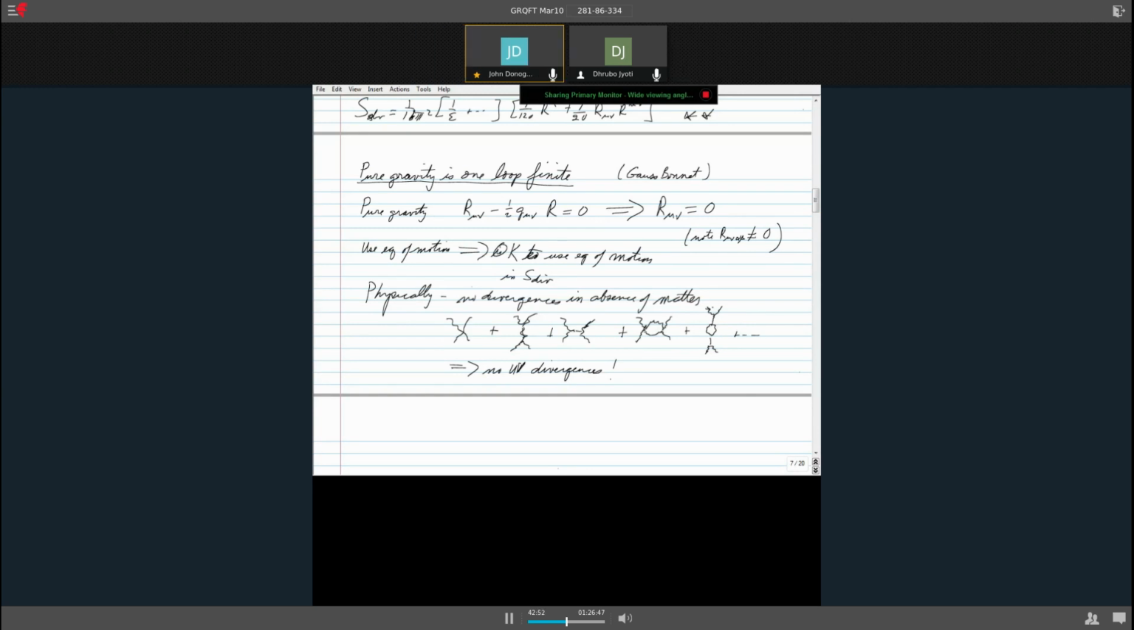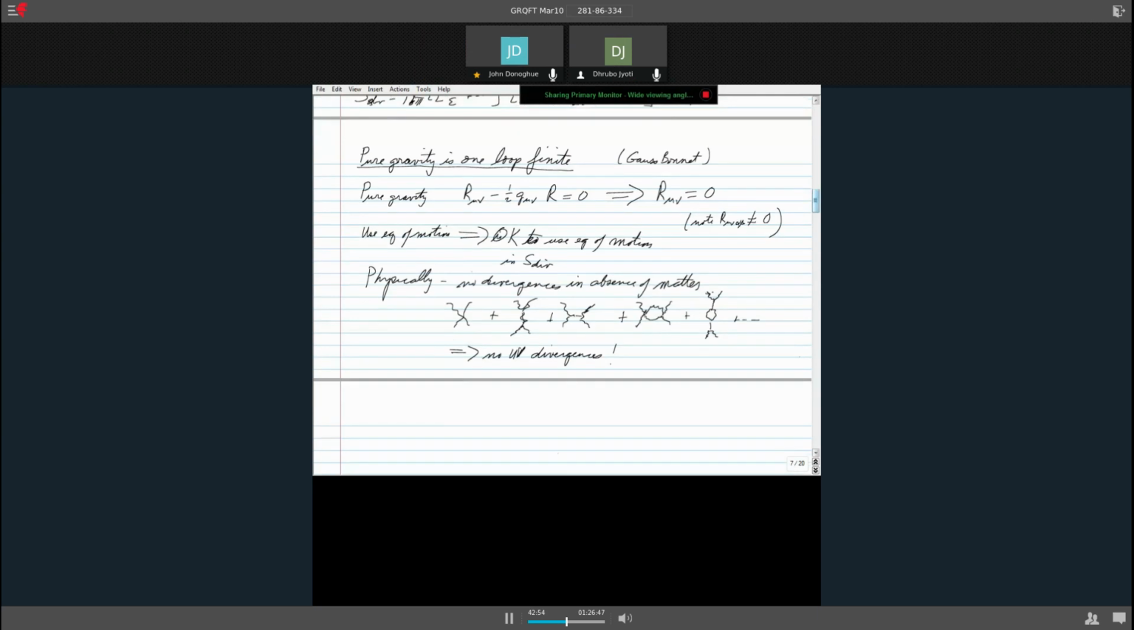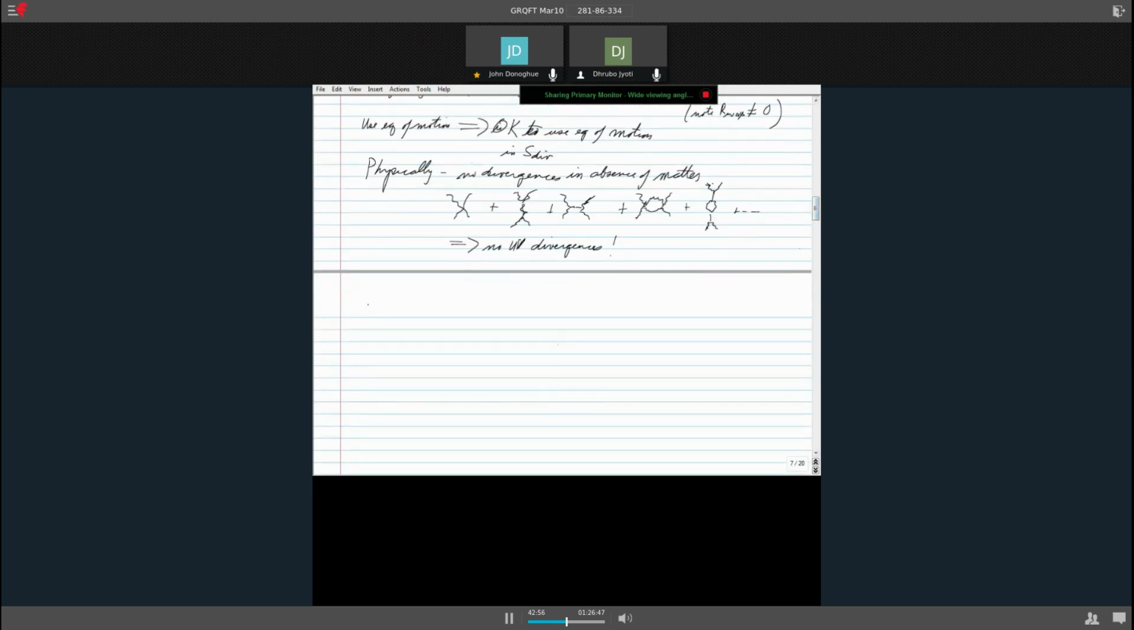And let's do that. The divergent diagram, plus, plus, plus, plus. You'll have no UV divergences, no high energy divergences. Okay, this has been calculated. I'll show you the answer, and it's true.